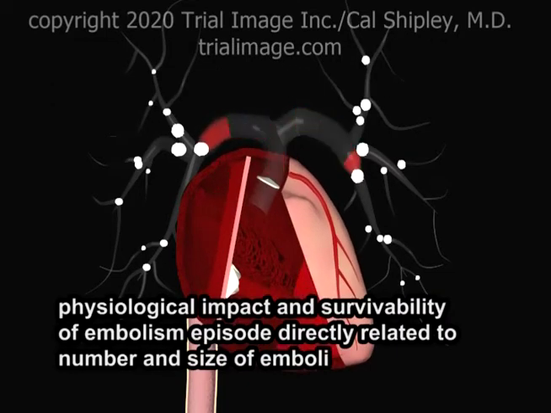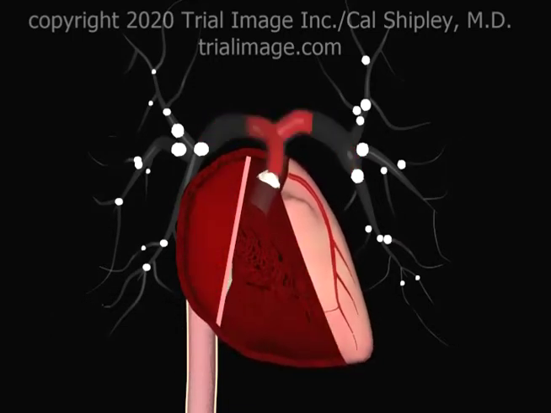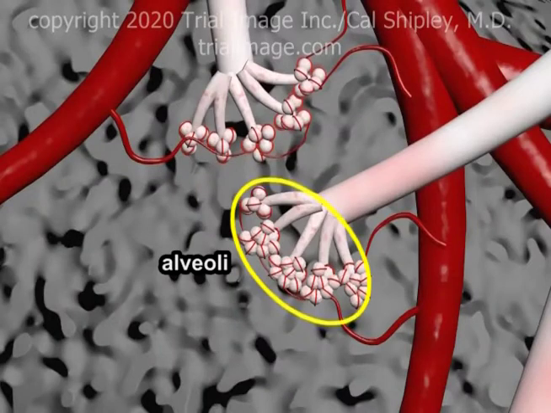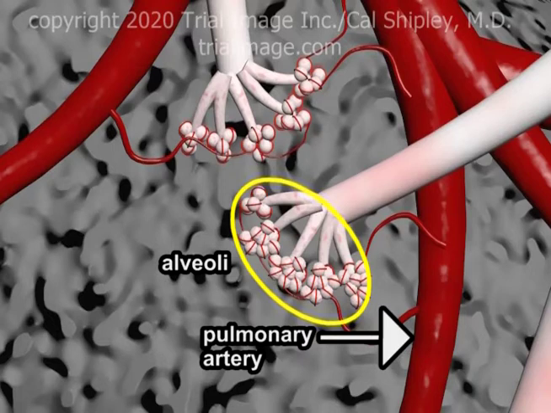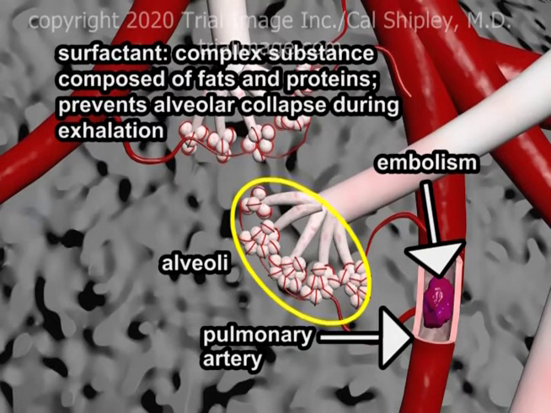It follows from this, then, that the physiological impact and survivability of any given episode of pulmonary embolization is also directly related to the number and size of emboli lodged in the pulmonary arterial system. In addition, emboli lodged within pulmonary arteries cause localized inflammation, resulting in dysfunction of surfactant. Surfactant is a naturally occurring complex substance which is composed of proteins and fats. It reduces liquid surface tension within lung tissue and prevents alveoli from collapsing during exhalation.